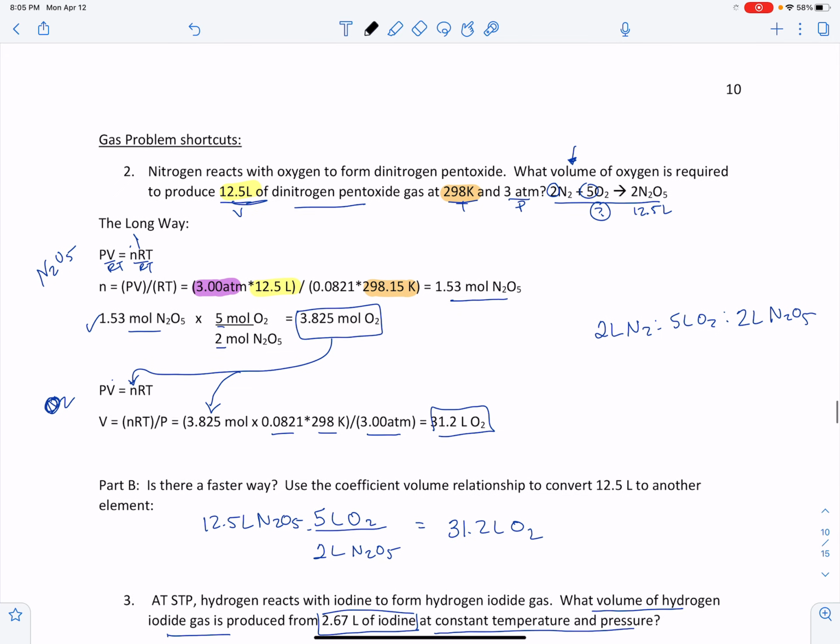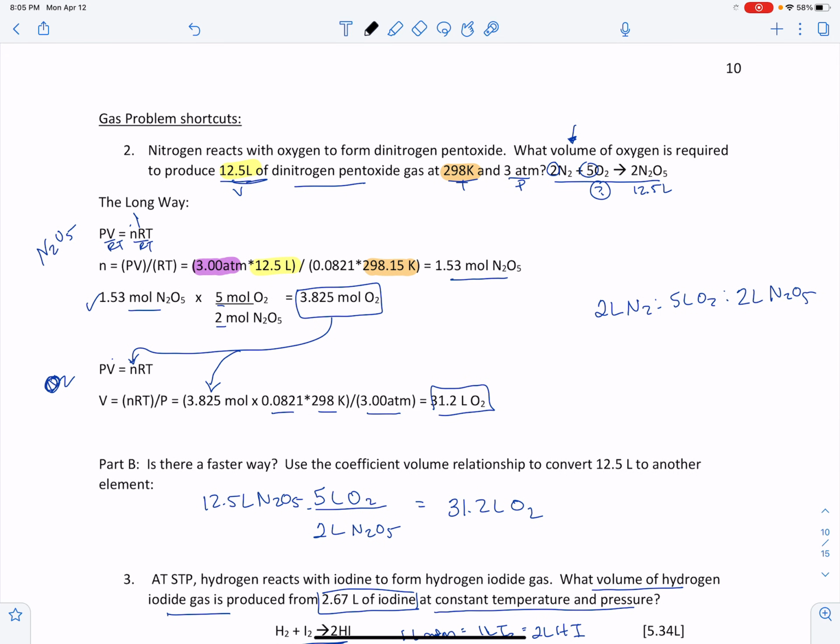And in this case, this does not have to be at STP. In fact, since this equation is not at STP, you cannot use that 22.4 liters. So 22.4 only matches with STP. But this one has its own values, which are great.